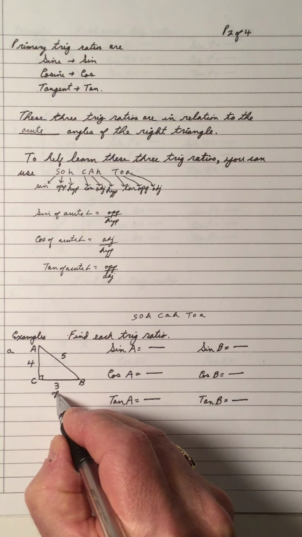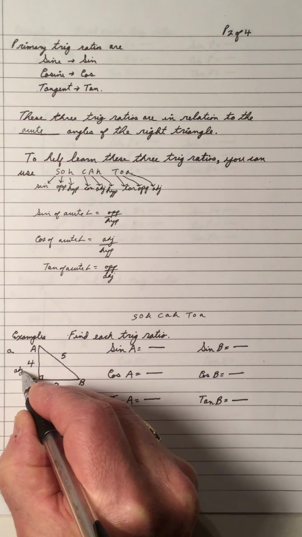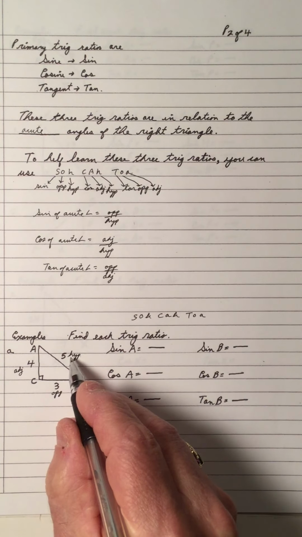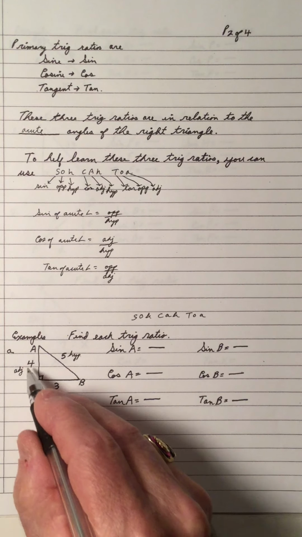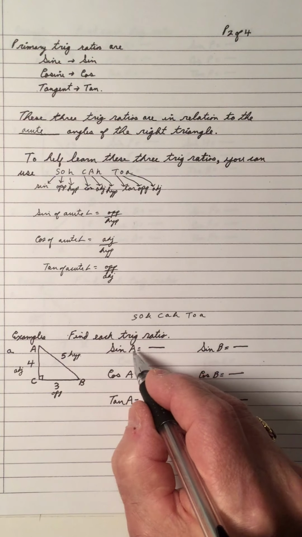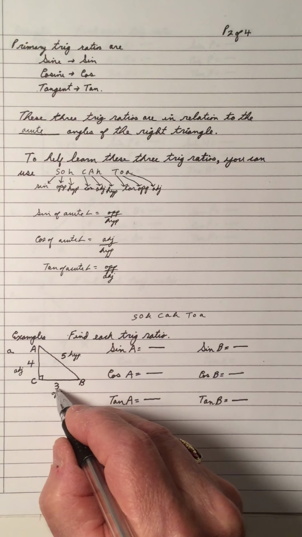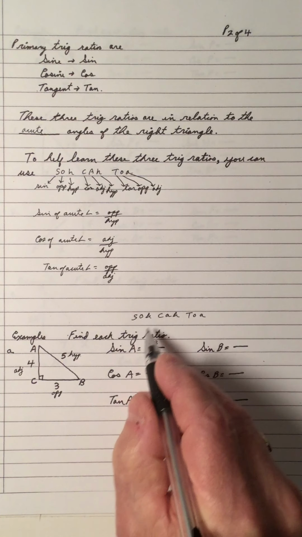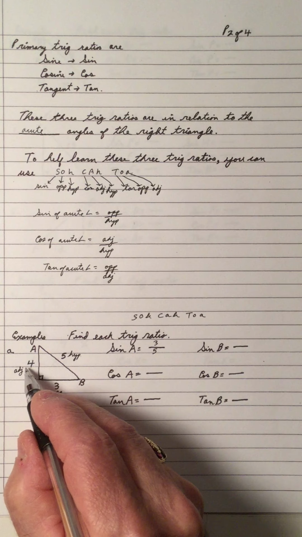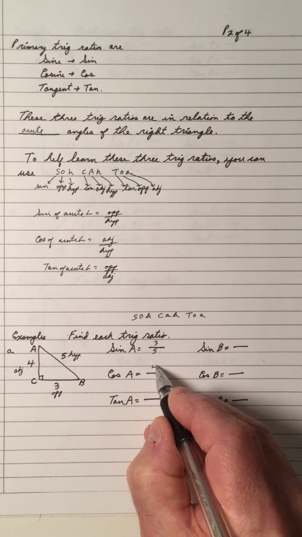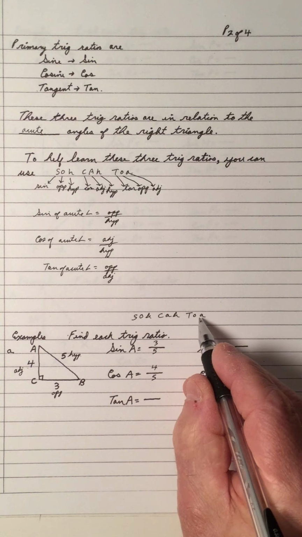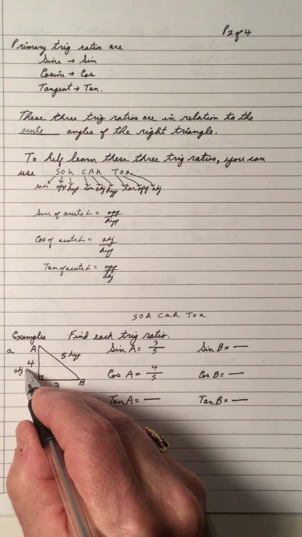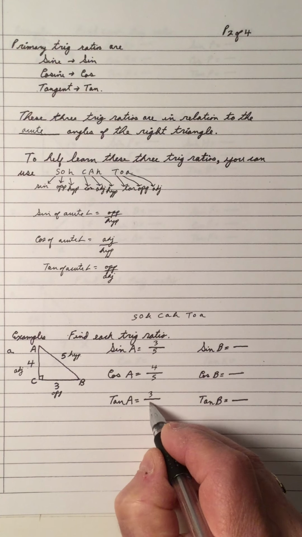I will write opposite here. I will write adjacent right here. And I will fill in the hypotenuse. So the hypotenuse is 5. Opposite of A is 3. And the adjacent is 4. So sine is opposite over hypotenuse, which is 3 over 5. The cos is the adjacent over the hypotenuse, which is 4 over 5. And tan is opposite over adjacent in terms of angle A, which is 3 over 4.